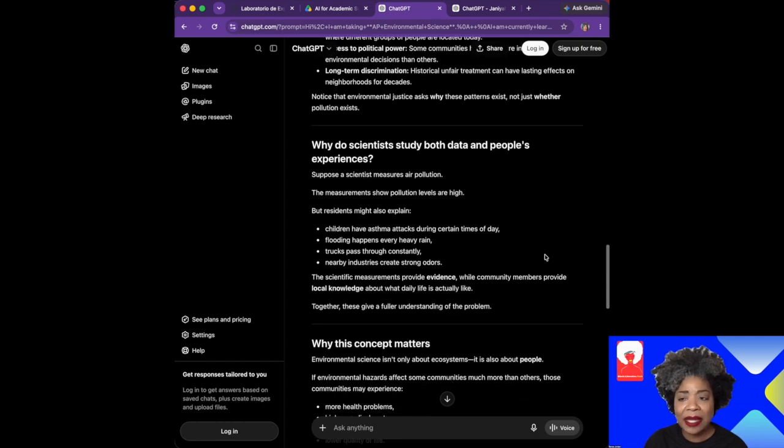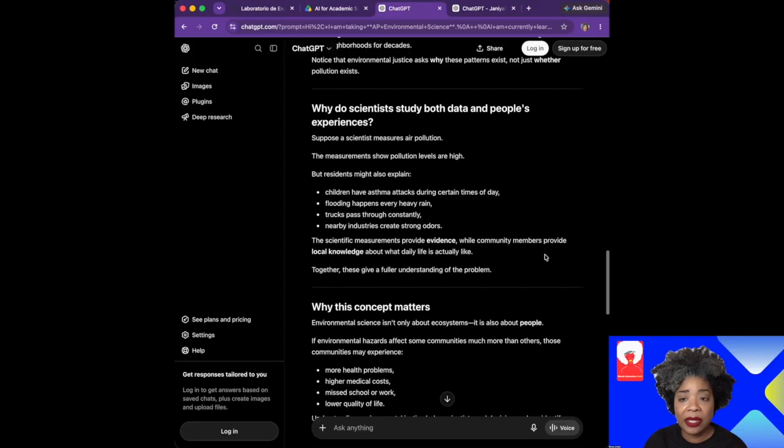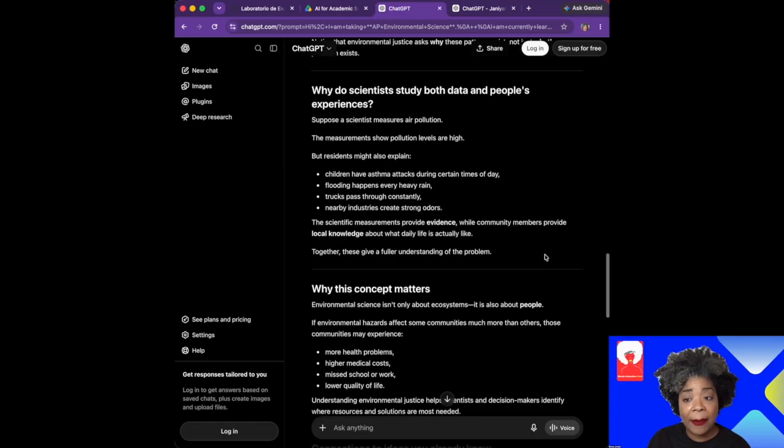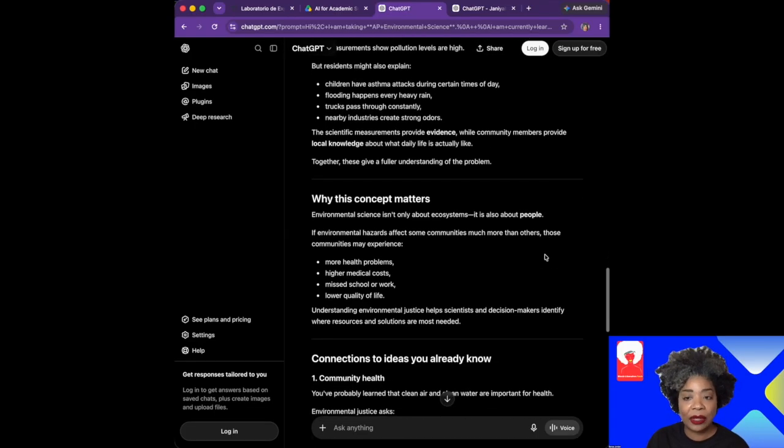Why do scientists study both data and people's experiences? Suppose a scientist measures air pollution. The measurements show pollution levels are high, but residents might also explain children have asthma attacks during certain times of the day, flooding happens every heavy rain, trucks pass through constantly, nearby industries create strong odors. The scientific measurements provide evidence, while the community members provide local knowledge about what daily life is actually like.